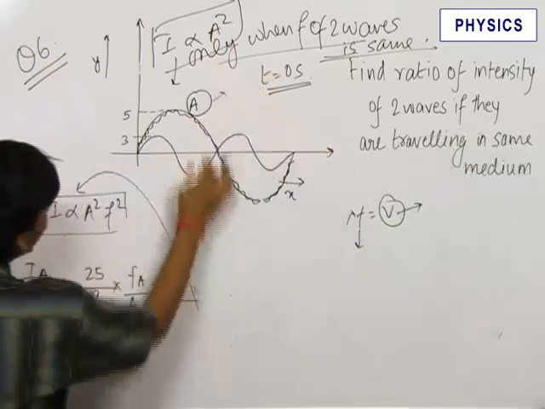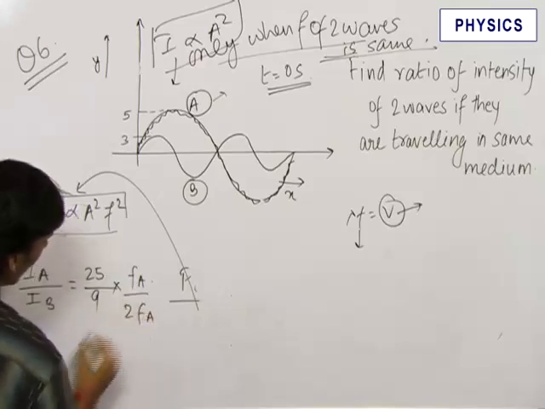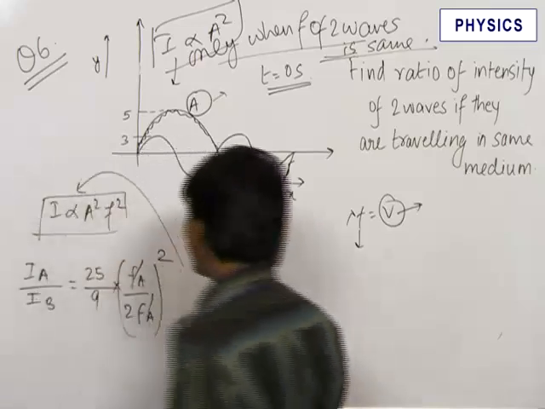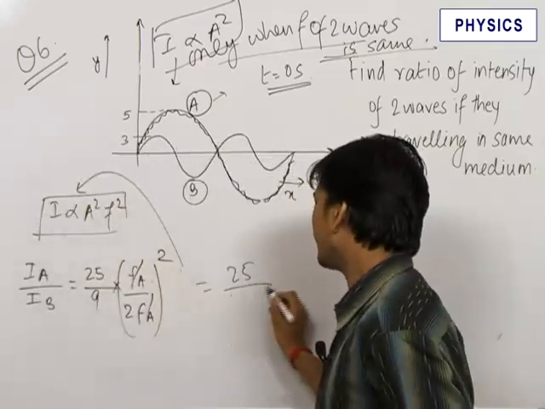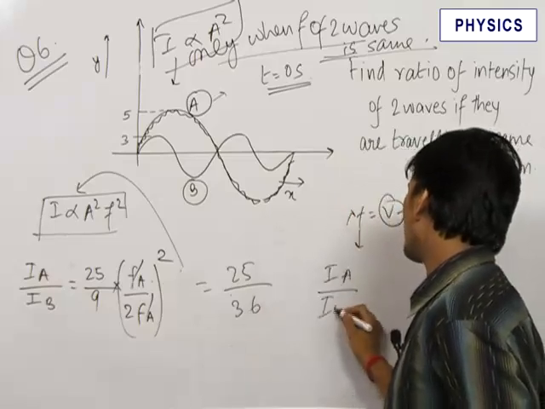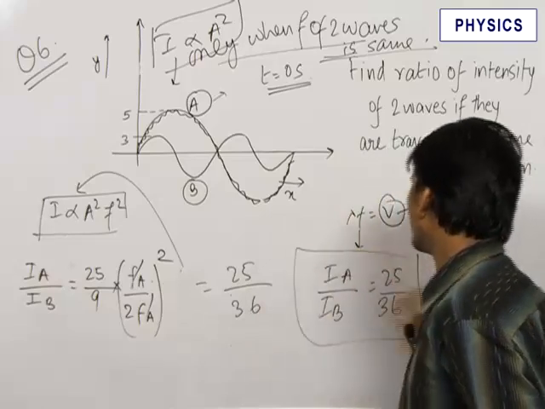Therefore the frequency of B is double the frequency of A. Therefore this can be written as 2FA and this whole square. Therefore we can write this as 25 upon 36. So the ratio of intensity of the two waves is 25 upon 36, which is our final answer.